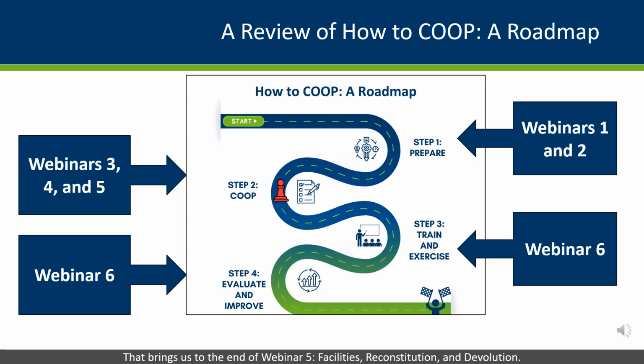That brings us to the end of webinar 5, Facilities, Reconstitution, and Devolution. In the final webinar, we will complete our review of the How to COOP, a roadmap, and review Step 3, Train and Exercise, and Step 4, Evaluate and Improve.